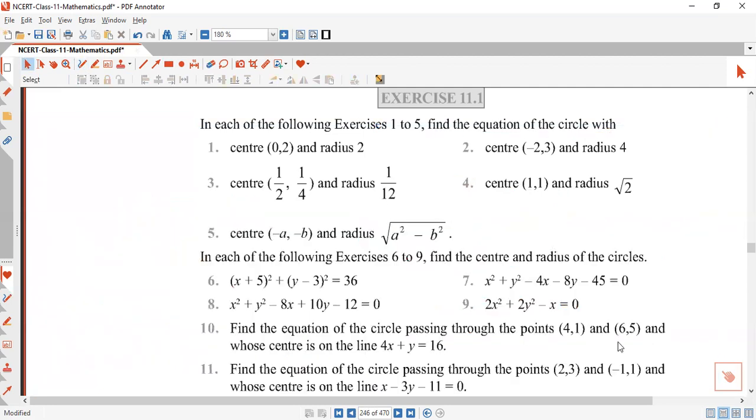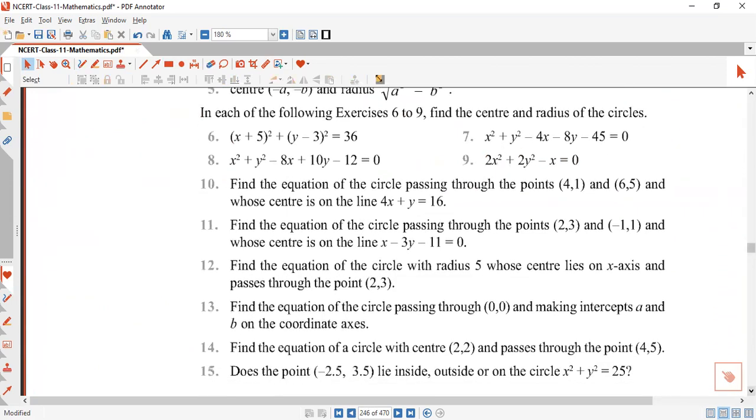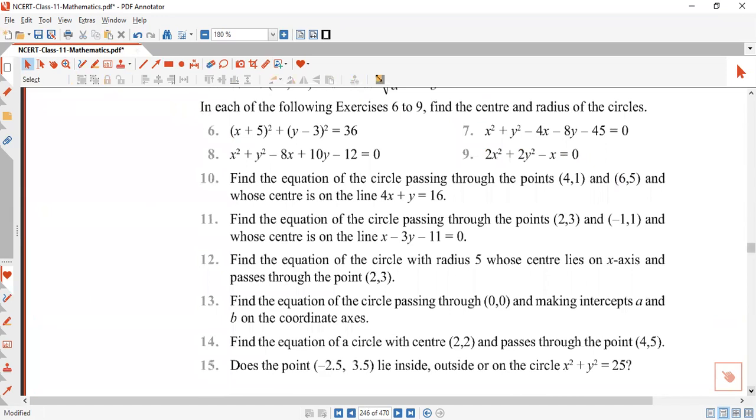Now, we will do question number 7. In each of the following exercises 6 to 9, find the center and the radius of the circle. We do this question number 7. I'm interested to find out the radius. This circle equation is given to you, and we have to find out the radius and center of the circle.